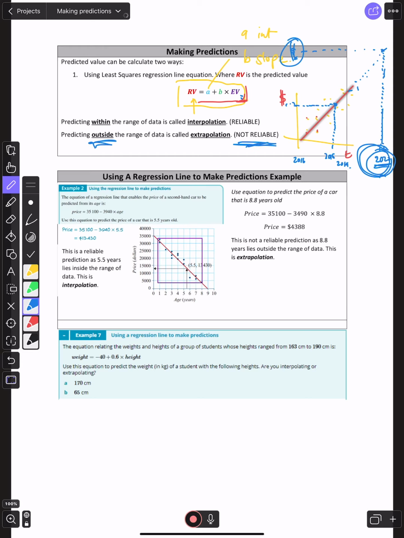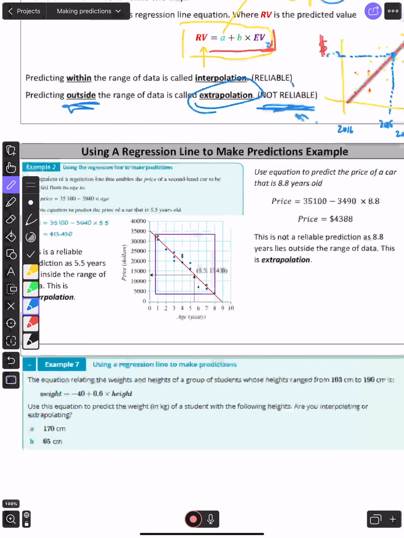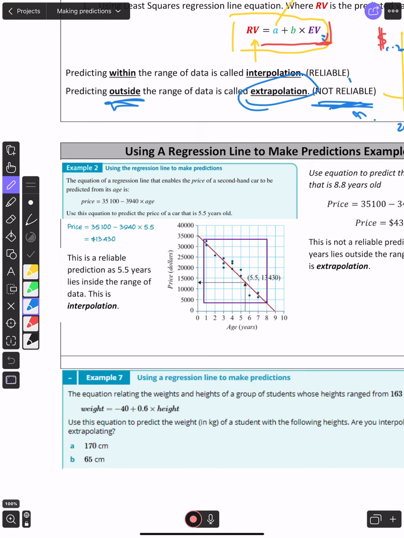It's very common in business and finance and all that sort of stuff. It's not reliable because I don't have actual data within that time frame, and we call this extrapolation because we're extrapolating out of data that we already have. So we're making a forecast. It's not always reliable. All right, so interpolation, inside the data, reliable. Extrapolation, outside the data, not reliable. All right, let's have a look at an example and we can go from there.